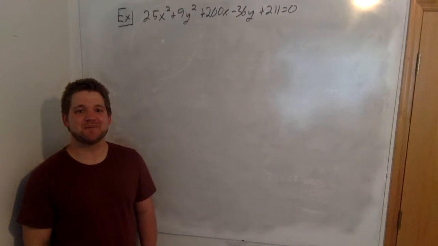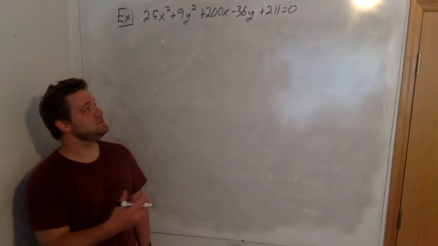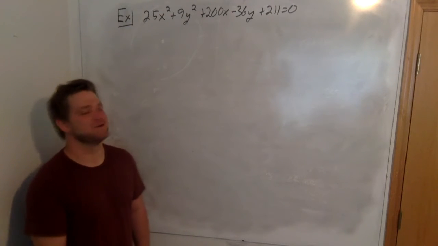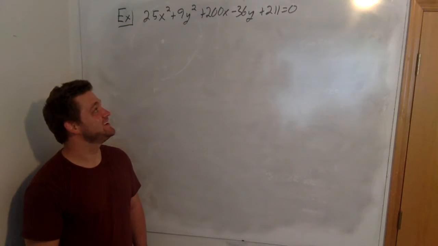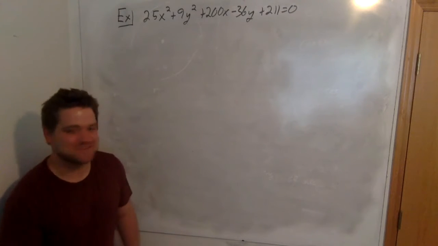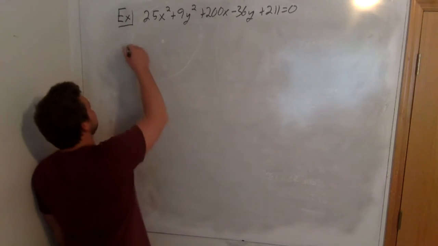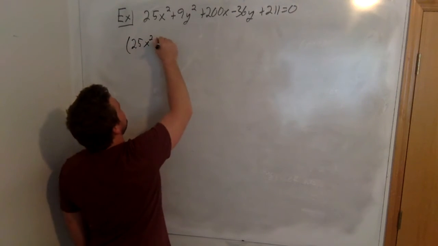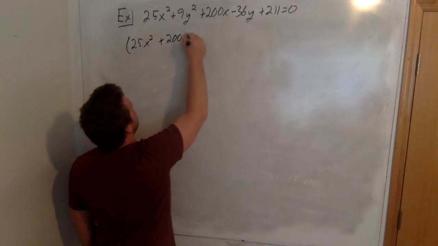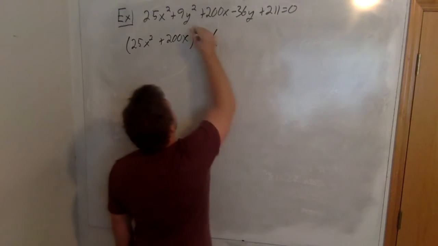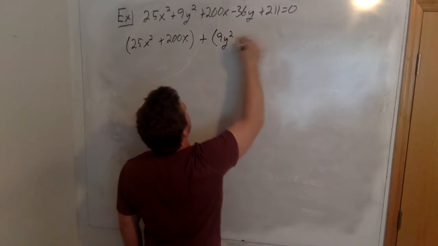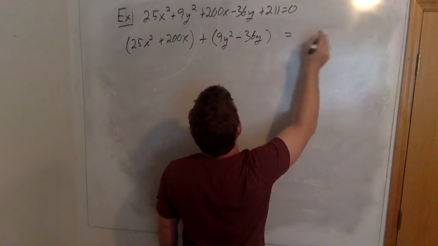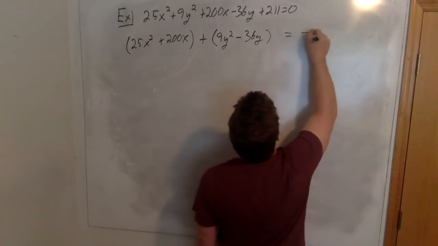Let's try this next example. I want you to pause the video, complete the square on x, complete the square on y, and reveal which conic we have here. Give it a shot. Okay, let's do it. Let's group all our x pieces together. So we'll have 25x squared plus 200x, plus 9y squared minus 36y. Okay, let's move the constant to the right-hand side, so we'll subtract 211 from both sides.